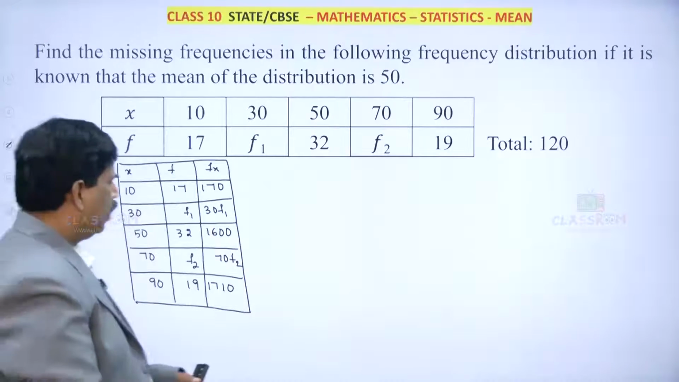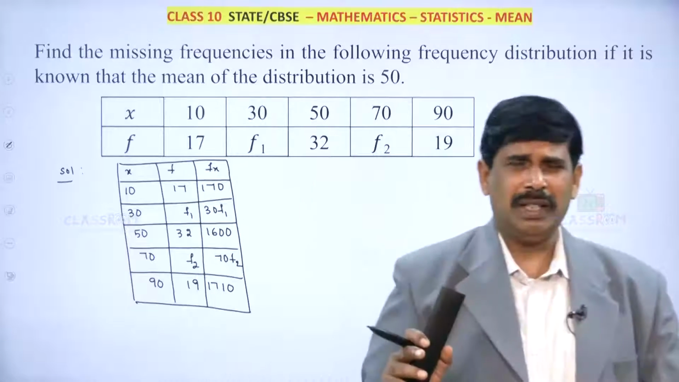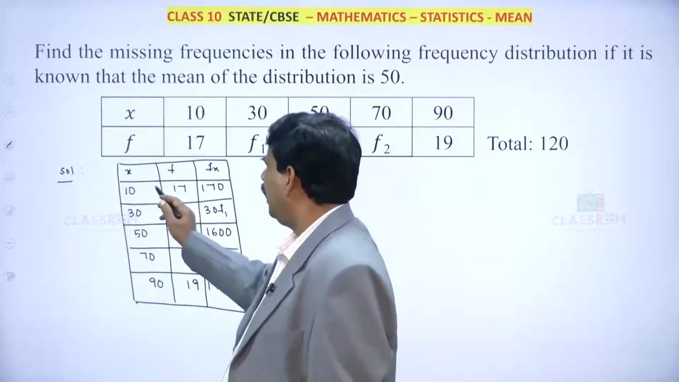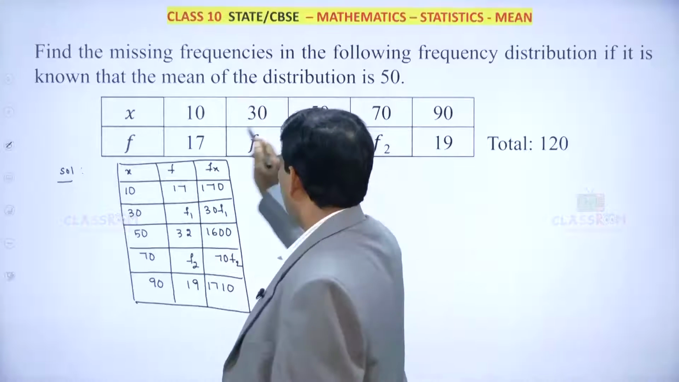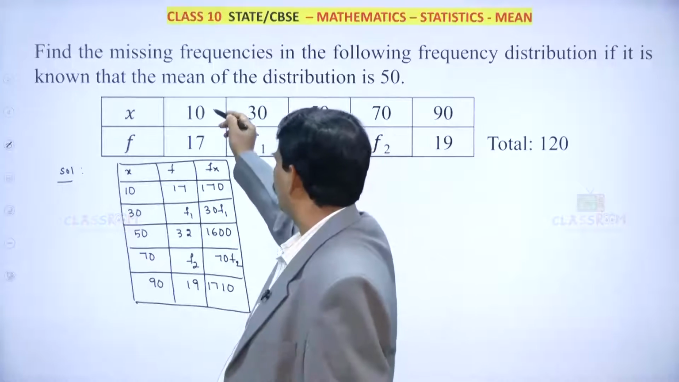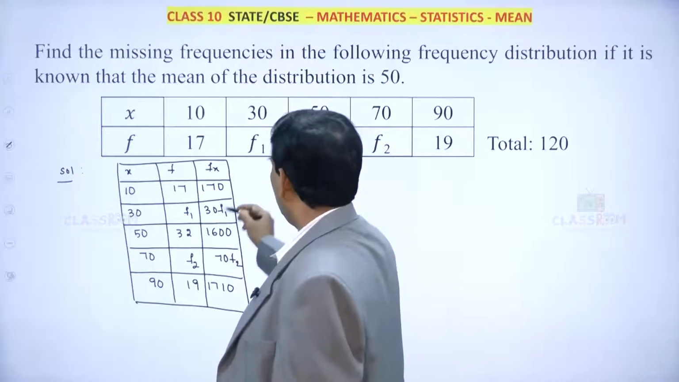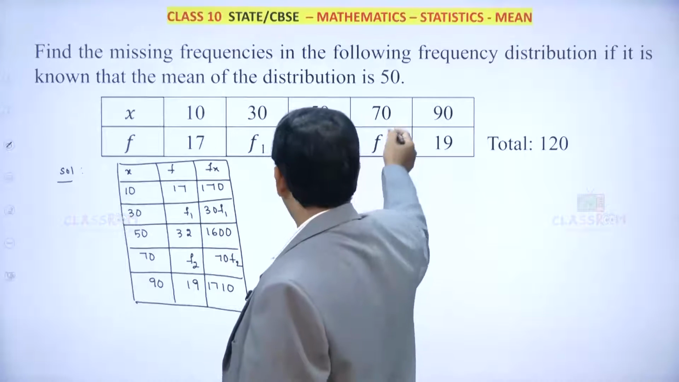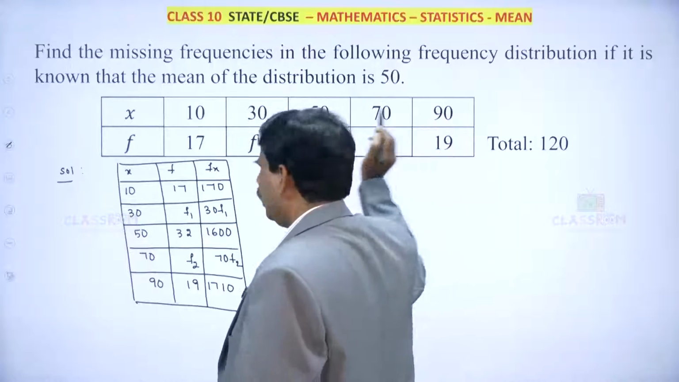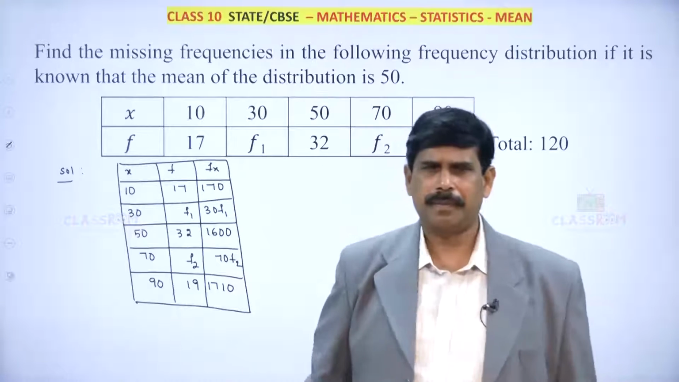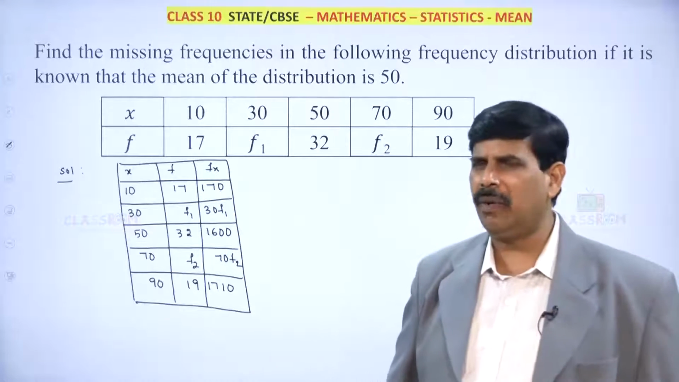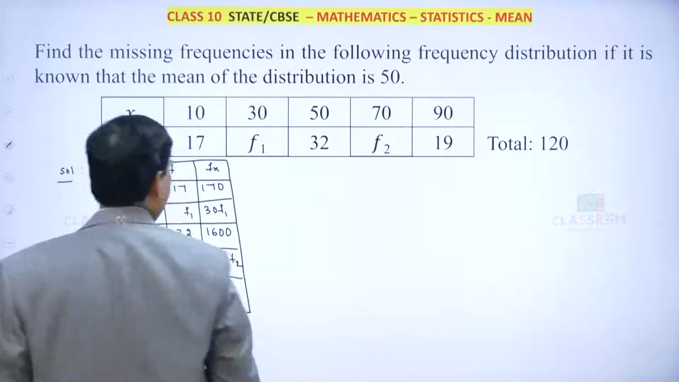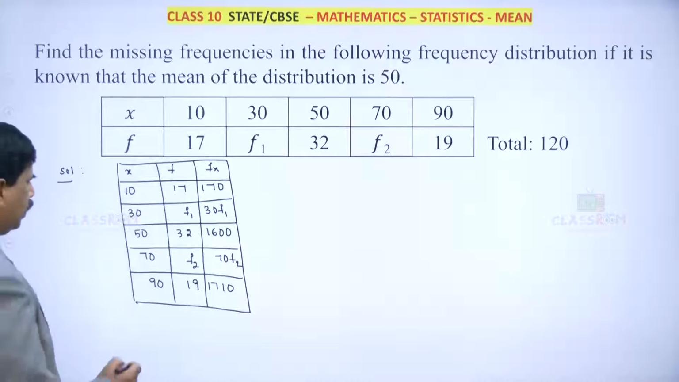Is it clear, children? So what we have done here, we constructed a table with x and f. X values are with us, f values are there. We multiply now 10 into 17, 170, 30 f1, 50 into 32, 1600, 70 f2 as it is, 90 into 19, 19 nines are 171. So 1710. Is it clear?